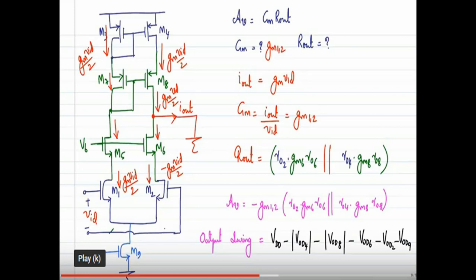Okay, and mark I out. Ground the output terminal and mark I out. Okay, then find GM, capital GM, that is equal to I out by VID. So how to find I out by VID?